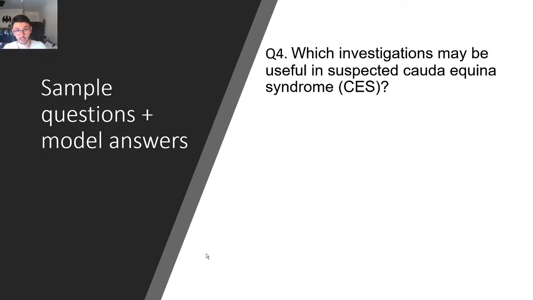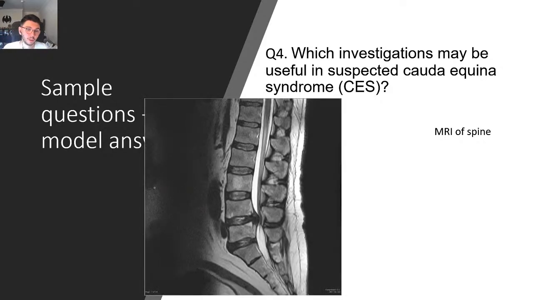So which investigations may be useful in suspected cauda equina syndrome? The answer to that is MRI of the spine. And I'm going to give you some pictures here to help visualize what the cauda equina syndrome could be. So pathology here, we have a tumor or something's not right here, it could be blood, but some sort of lesion. You don't have to know what it is, but you could say it's a lesion and it's pushing on to the spinal cord. You see how it's compressing it? That's not normal. That's not good.